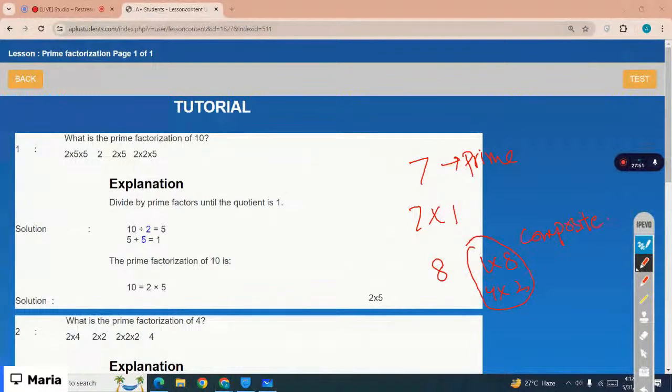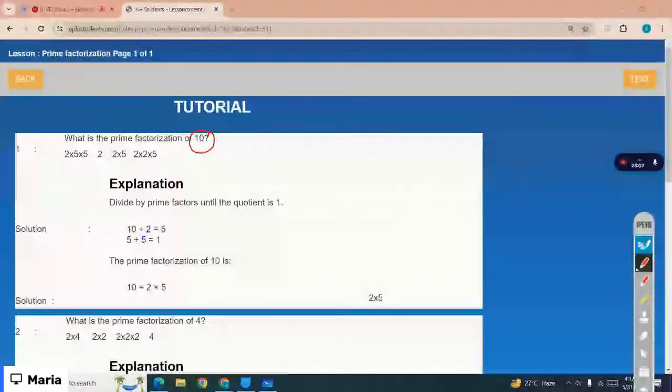Now we're going to start with the prime factorization, right? Prime factors means you need to find a prime factorization of 10. How do we find it? You have to divide 10 by the smallest prime number, that is 2, right? And 10 divided by 2 is 5. Now you have to divide 5 by the smallest prime number you can divide 5 by, which is 5. 5 divided by 5, you have 1.